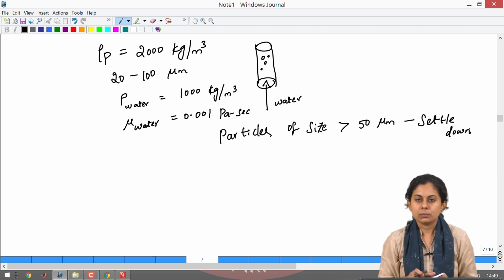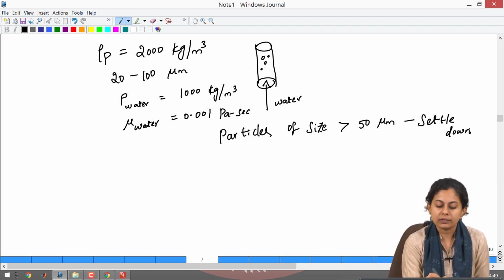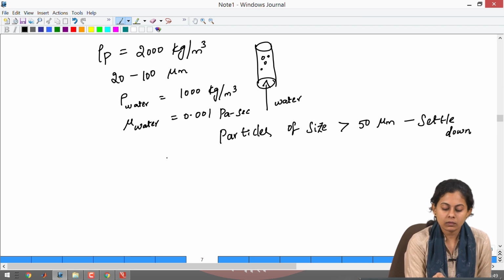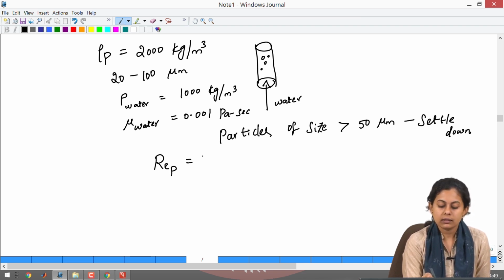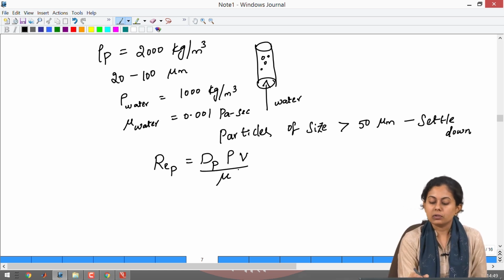So the first approach to solve this problem is to find the Reynolds number of the particle. So the Reynolds number of the particle is given as diameter of the particle, density, velocity by viscosity. So but the unknown here is the velocity of the particle. So based on the Reynolds number of the particle, we can divide the settling of the particles into three regions.